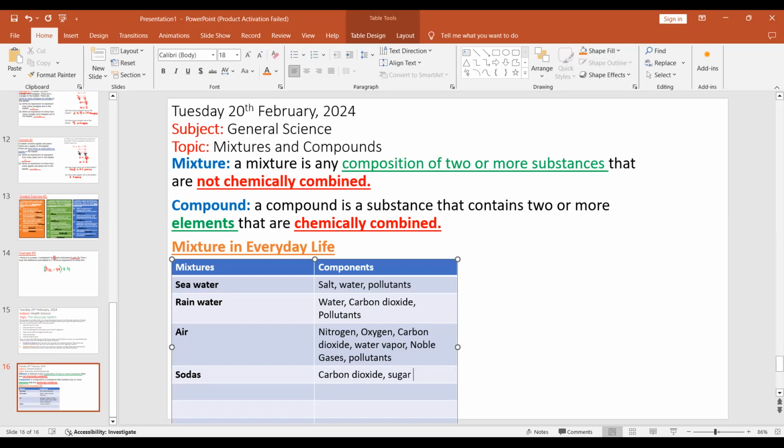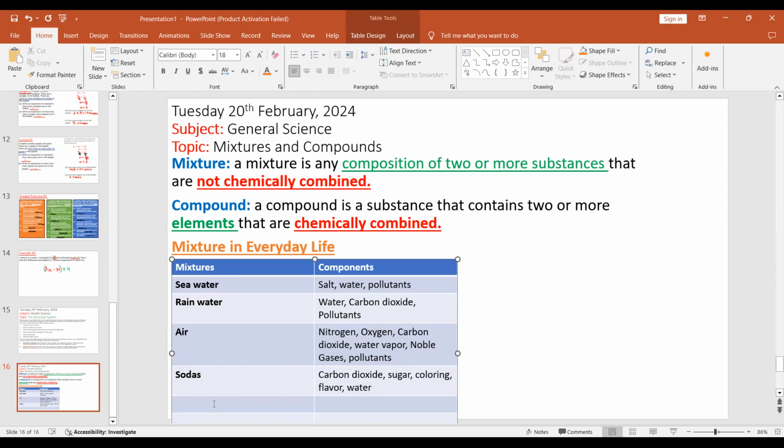Carbon dioxide, sugar, acid, coloring, flavoring, and water. And then there are others. I think I only have space for one more.